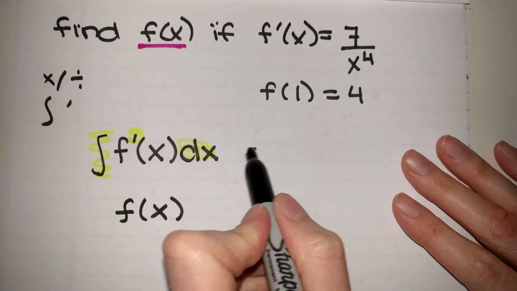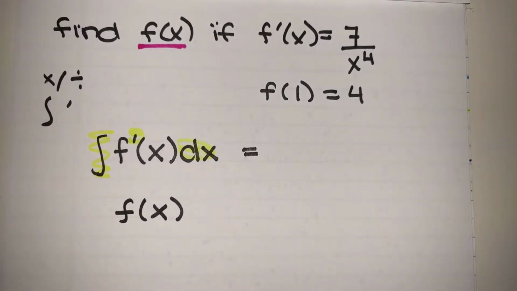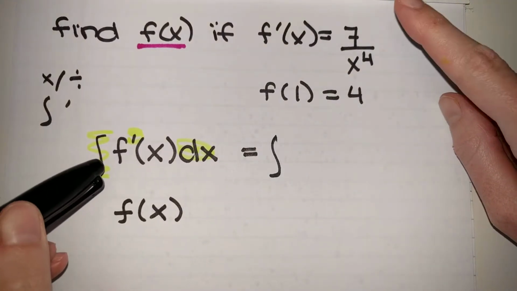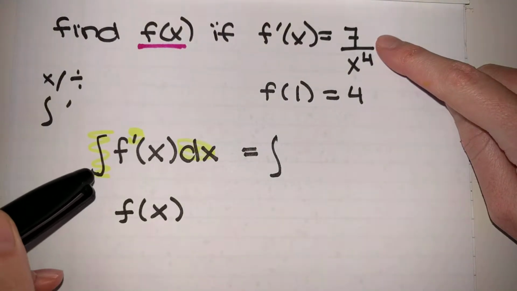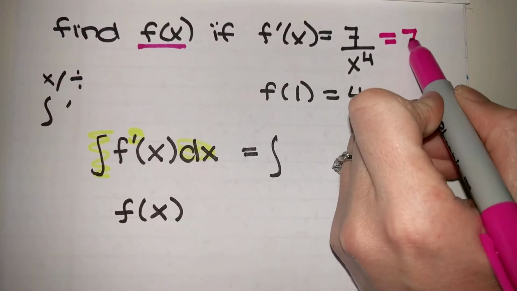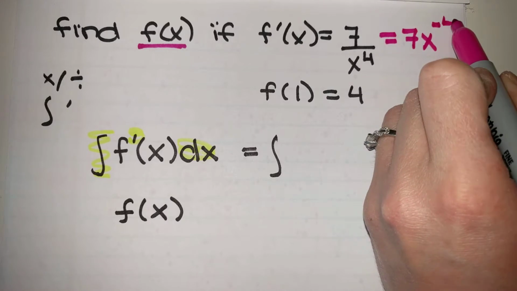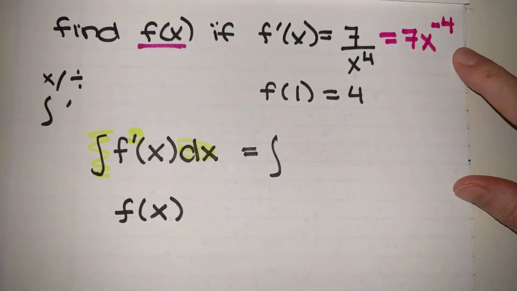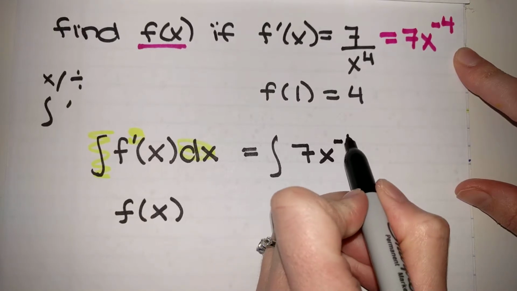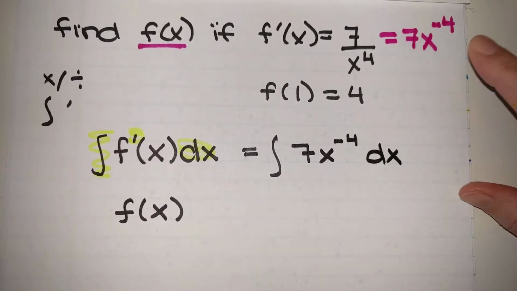this will leave us with little f of x. Now, we can actually find the definition of little f of x because we have the derivative. We're trying to integrate this derivative. In order to integrate, I would first have to bring the x to the 4 up into the numerator as x to the negative 4. So I'll go ahead and write that, the integral of 7x to the negative 4 dx.